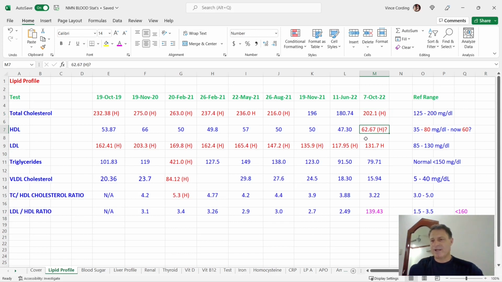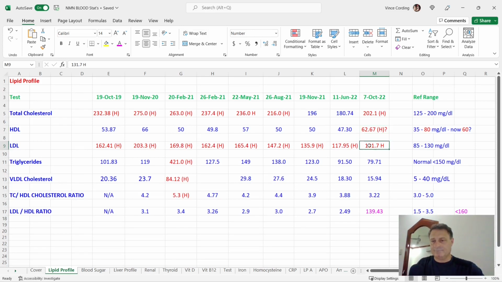62.67. The range used to be 35 to 80. For some reason, they've now changed it to 60. So had it been the 35 to 80 it's been since October 2019, that would still be blue. I have no idea why they've now reduced the upper end of the reference range by 20. Someone might be able to tell me that.